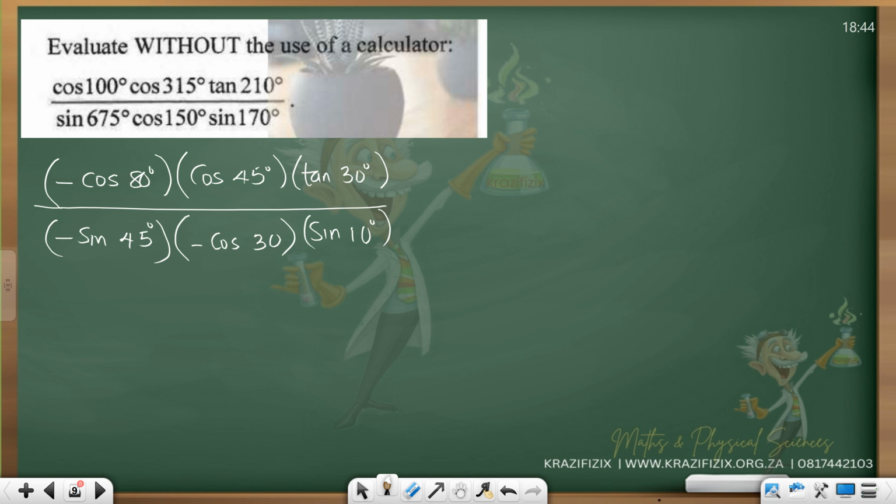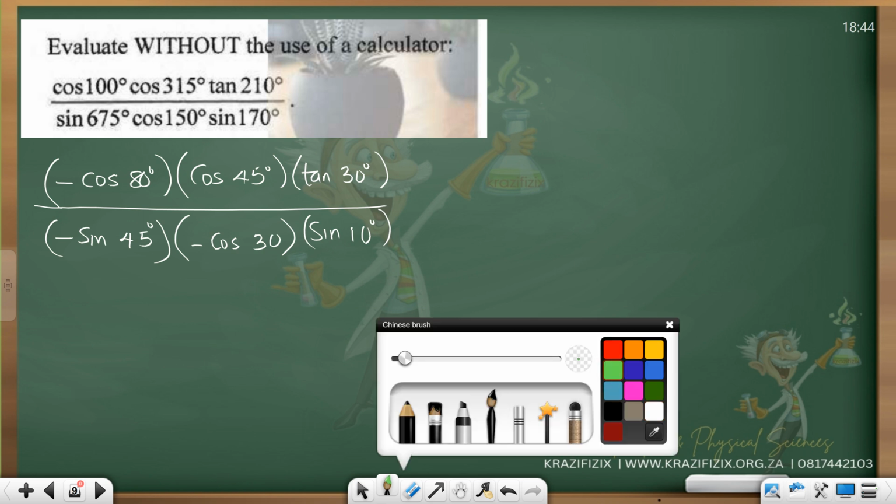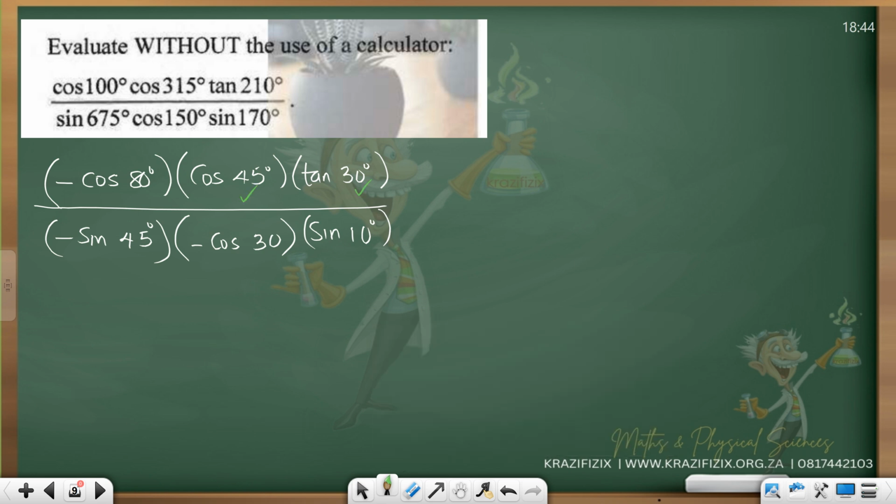Which ones are my special angles? I'll put a tick on my special angle. That's a special angle. That's a special angle. That's a special angle. If it is not a special angle, what do I do?